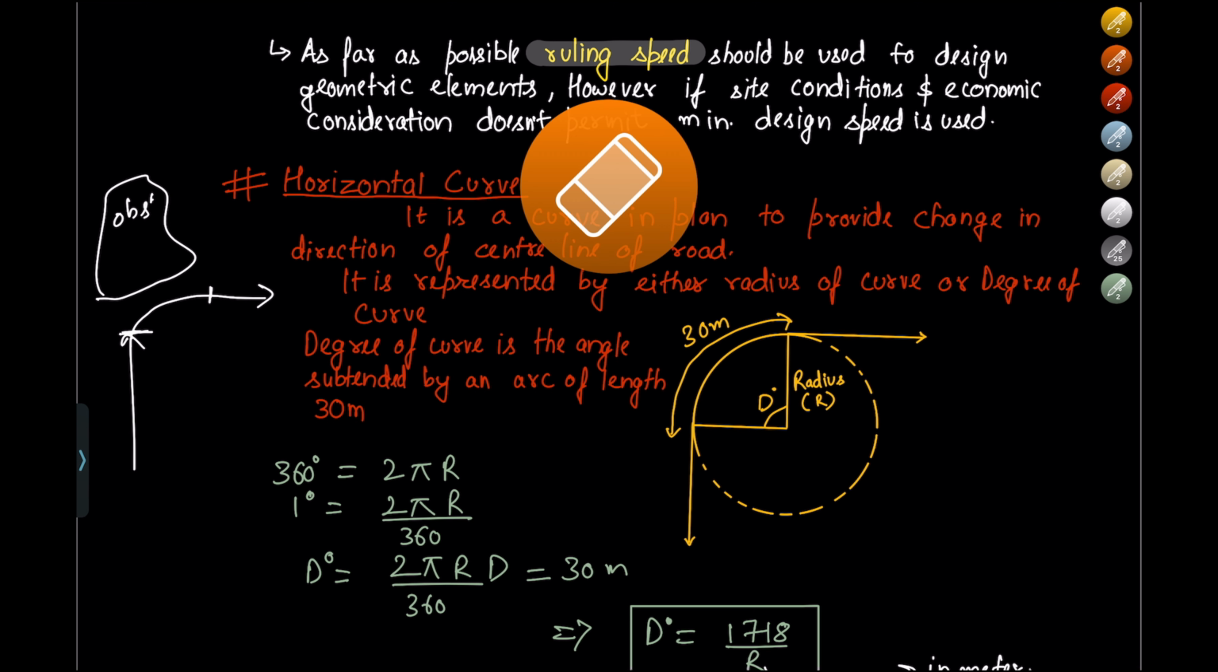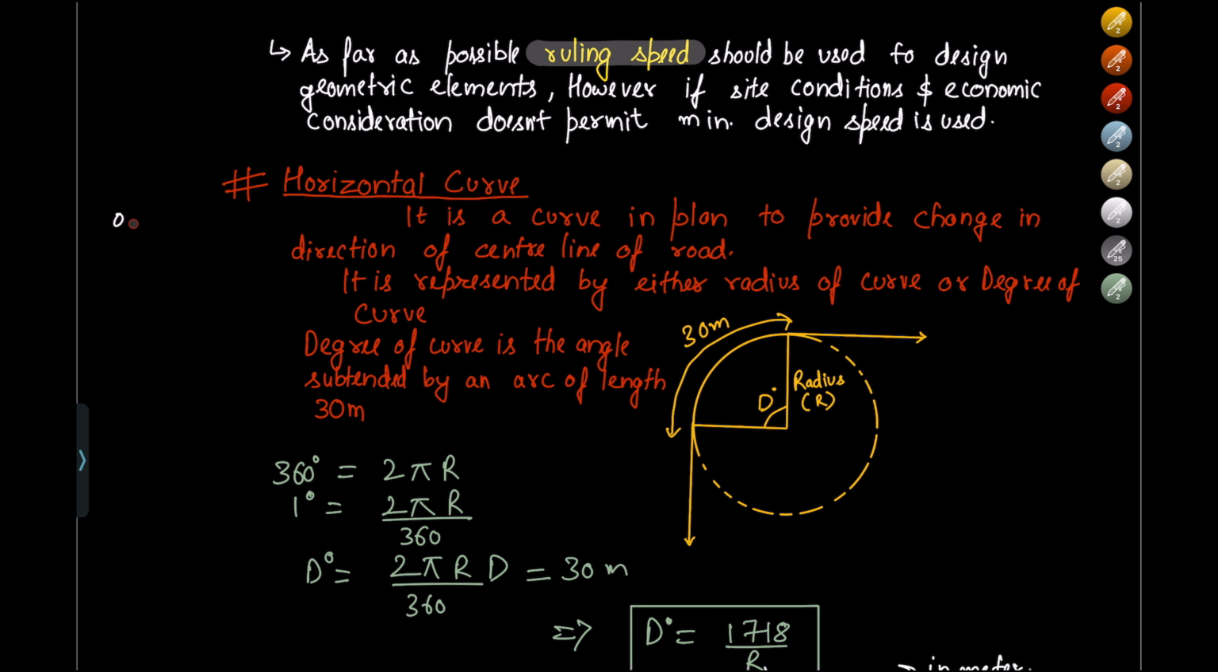So it is the change in direction of center line of the road. It is represented by either radius of the curve or degree of the curve. So degree of curve is nothing but the degree that is subtended by a 30-meter chain at the center of the curve, right?